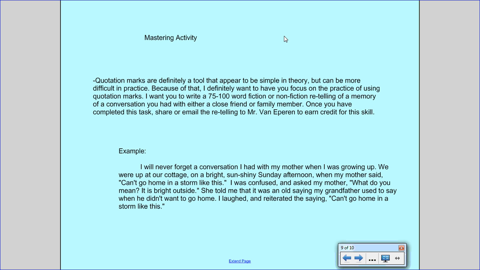So once you've completed that task, I either want you to email me the document, put it in your Dropbox folder and let me know it's there, or share it through Google Doc. Somehow you need to get that to me so that I can check that skill off. And then for your own benefit, I provided a short example beneath here that you can look at if you get stuck.